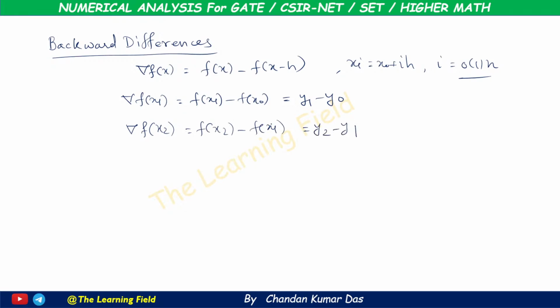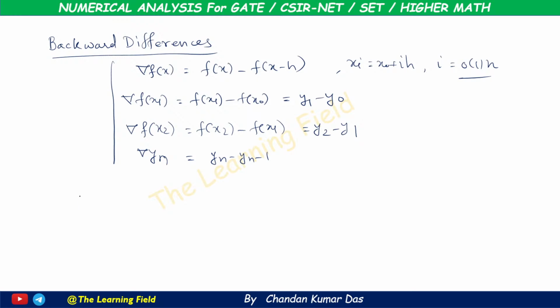We can write this in general as delta of yn equal to yn minus y(n minus 1). So this is the first order backward difference.